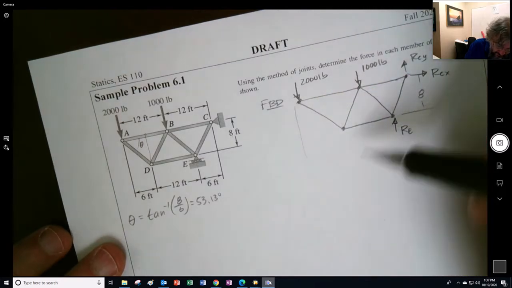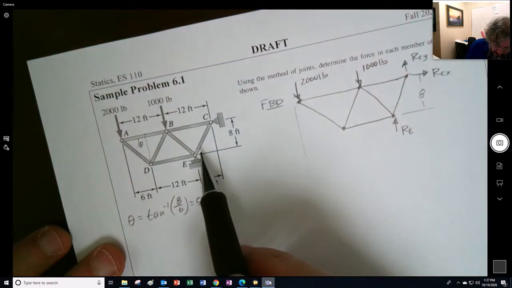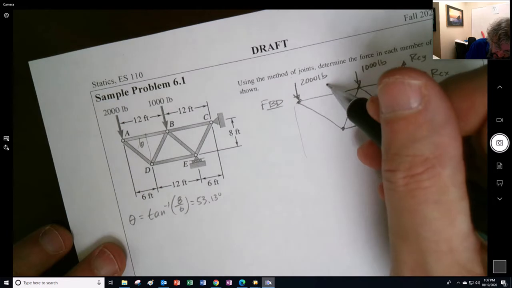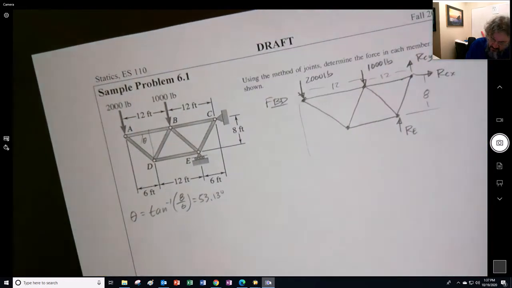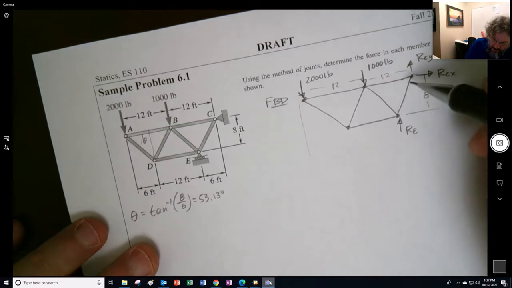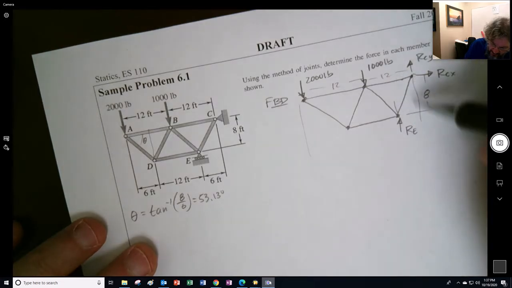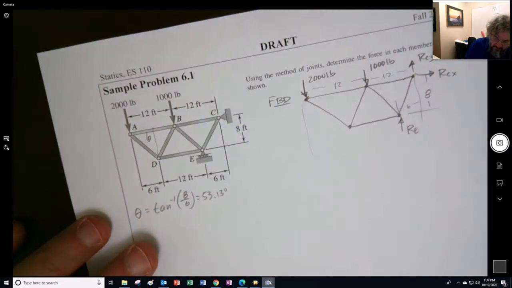This distance from here to here, let's see, this is going to be 12. Put that in there. And this is 12. I don't think I need anything else. Maybe I also need to know that this is 6 right in there.